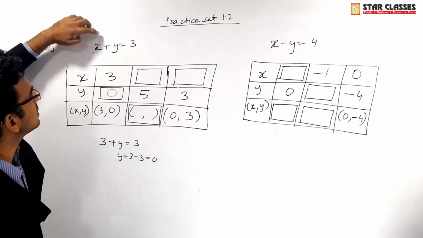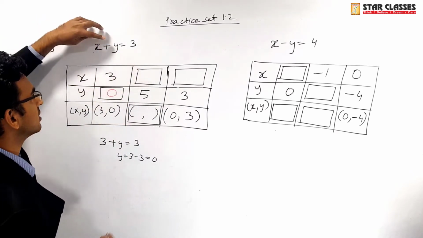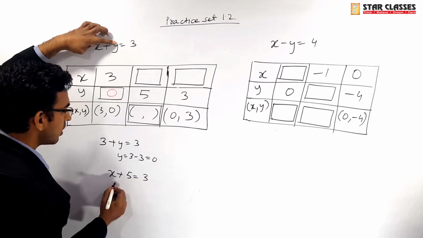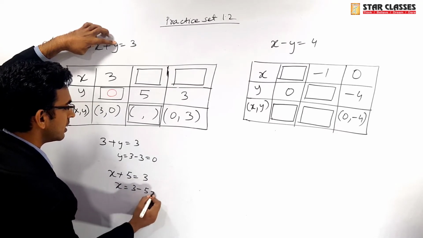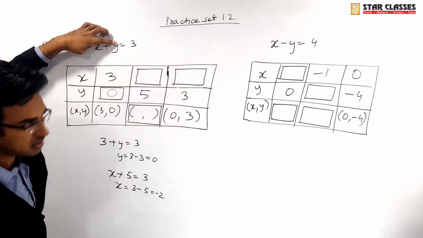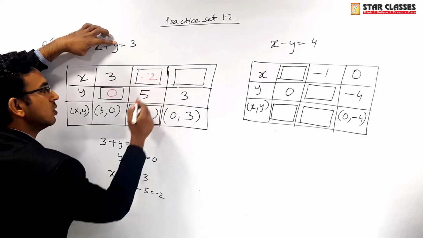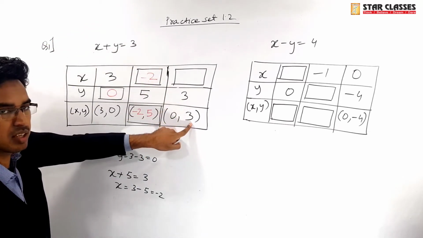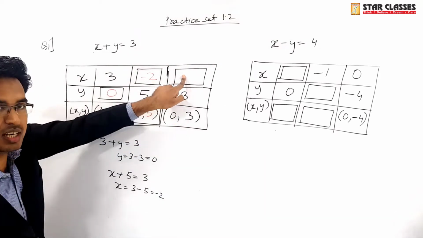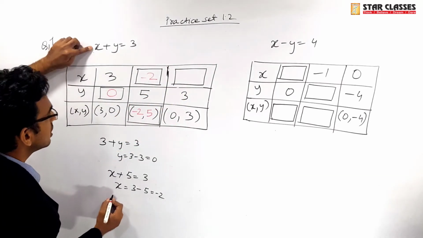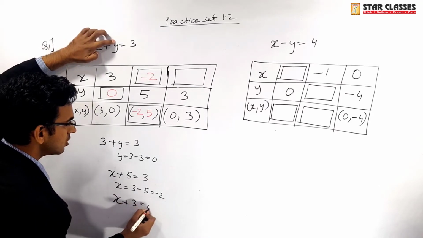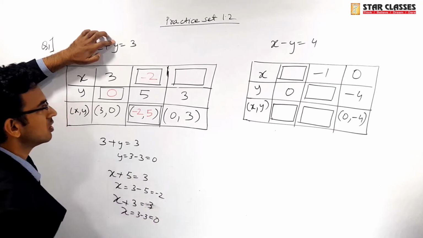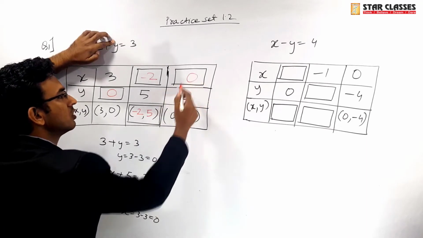Okay. Now second is y is 5. What is the value of x? So x plus 5 is equal to 3. So x is equal to 3 minus 5, that is minus 2. So x is minus 2. This is minus 2 and 5. Here again, the value of y is 3 given and x will be 0, but still let us solve it. So x plus 3 is equal to 3. So x will be 3 minus 3, that is 0. X will be 0. Okay. So this table is completed.